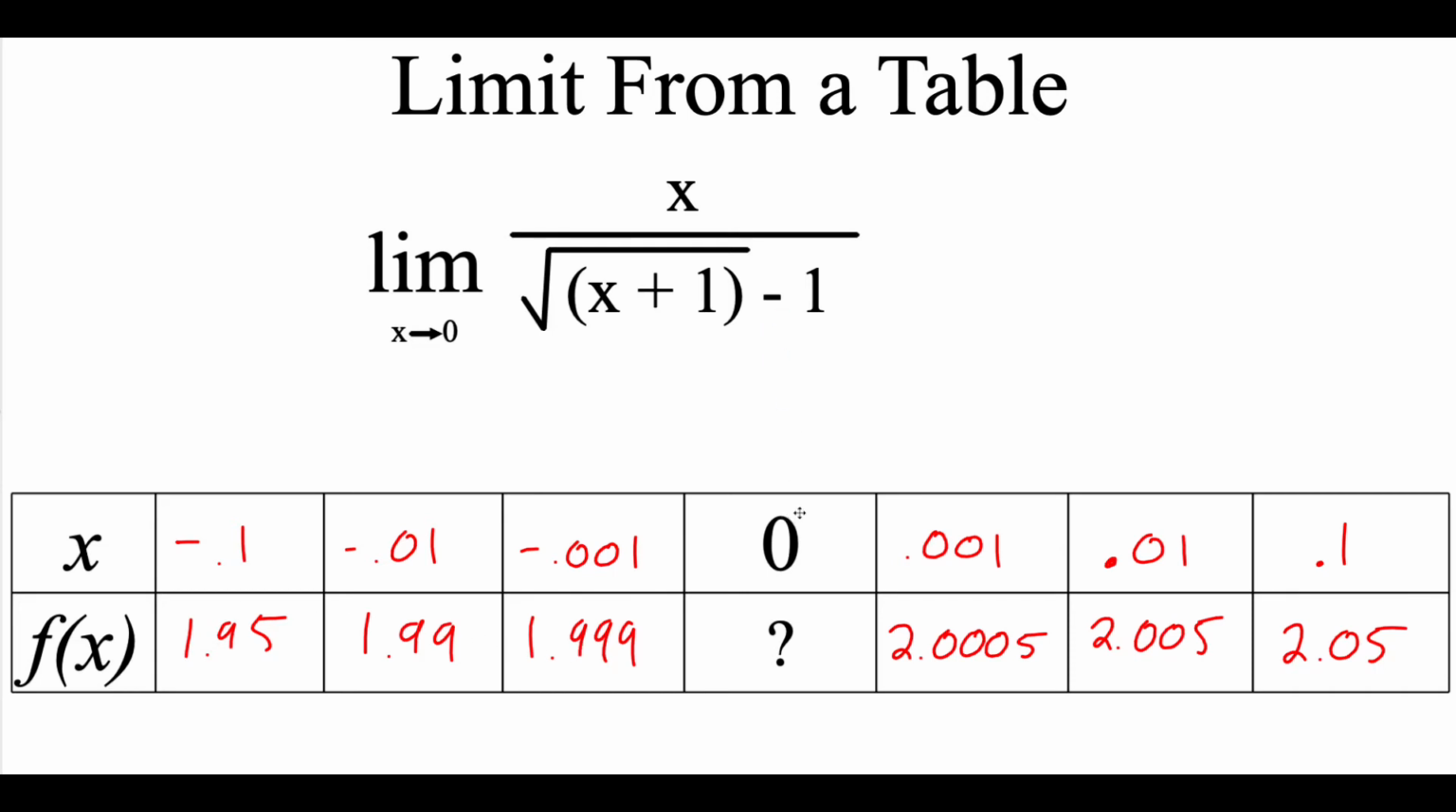So as we look at what's happening as we approach 0 from each side, even though I can't actually plug in 0, it looks like my function is getting closer and closer to 2. So I would say that this limit, as x approaches 0, is equal to 2. That's going to be it for this video.